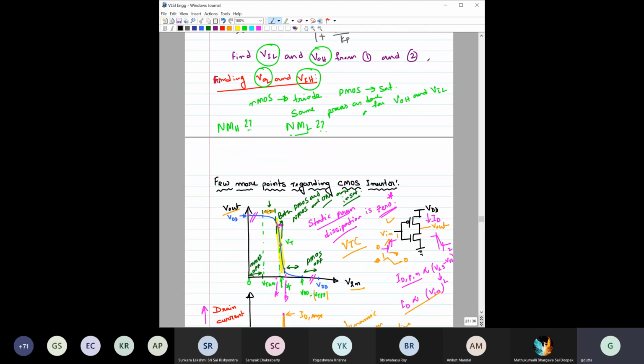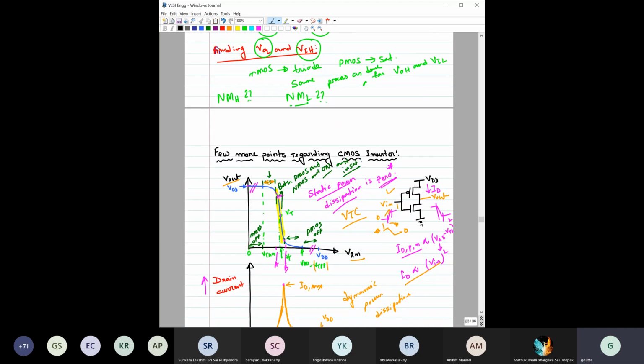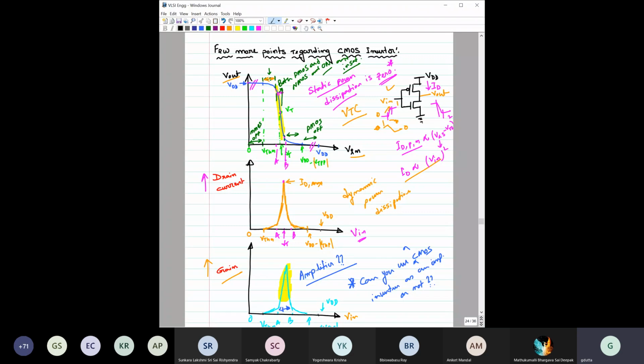So a few more points regarding the CMOS. Here we have discussed this VTC, and if this is the VTC, then how should the drain current versus Vin characteristics look? We have seen that the characteristics would be like this.